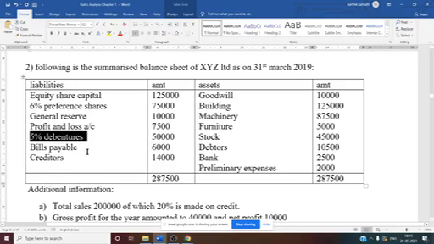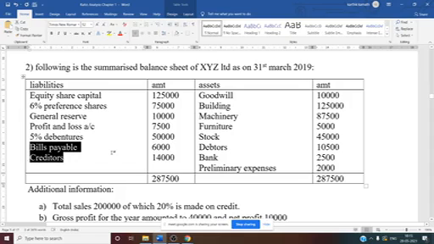Now next thing is bills payable. Bills payable is nothing but it is current liability. Similarly, there is a creditor. Creditor, again, it is a current liability. These two together, it is known as accounts payable. Bills payable plus creditor, together it is known as accounts payable. So now additional information is given to this question.